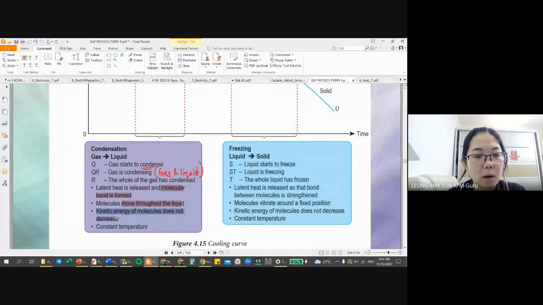Can you please add one word? Average kinetic energy does not decrease. All right. When the average kinetic energy does not decrease, the temperature is constant. All right. So at point R, all the gas has already fully condensed, which means it is now in liquid state at point R. Okay.